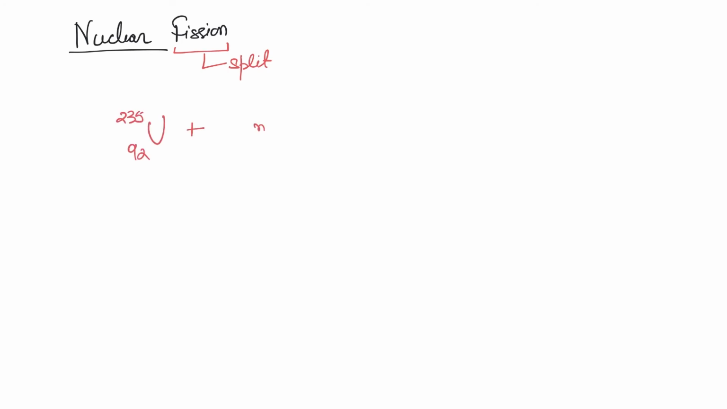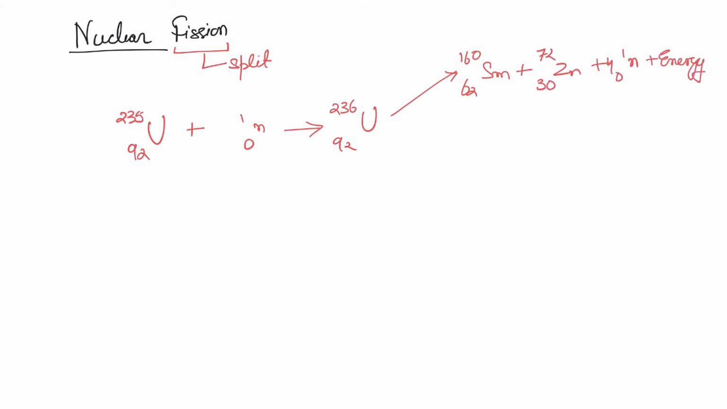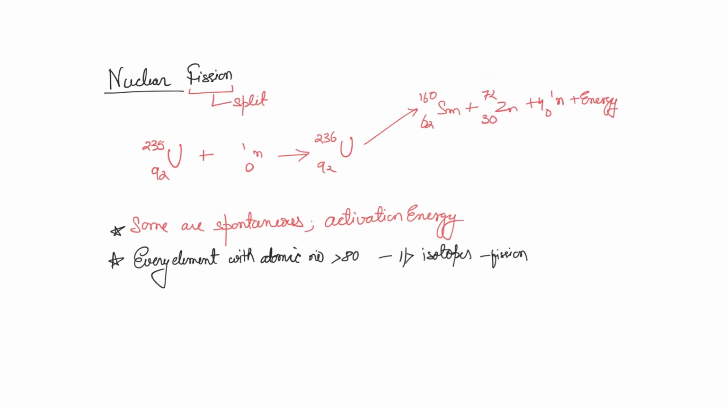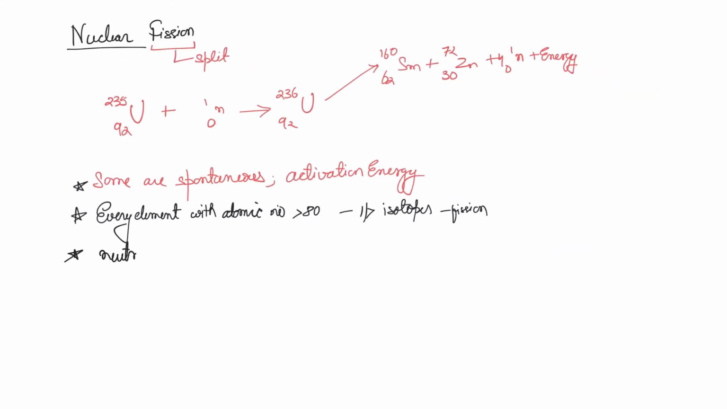Now let's talk about fission. Fission simply means to split. Uranium-235, you bombard it with a neutron, it's very easy, and that would split to form other elements, right? Now whenever such things happen, it ends up emitting more neutrons and obviously energy. Some are spontaneous, they don't need an activation energy, whereas some might need an activation energy to overcome the binding energy. If you remember, in the last video, check it out if you have forgotten that, right?